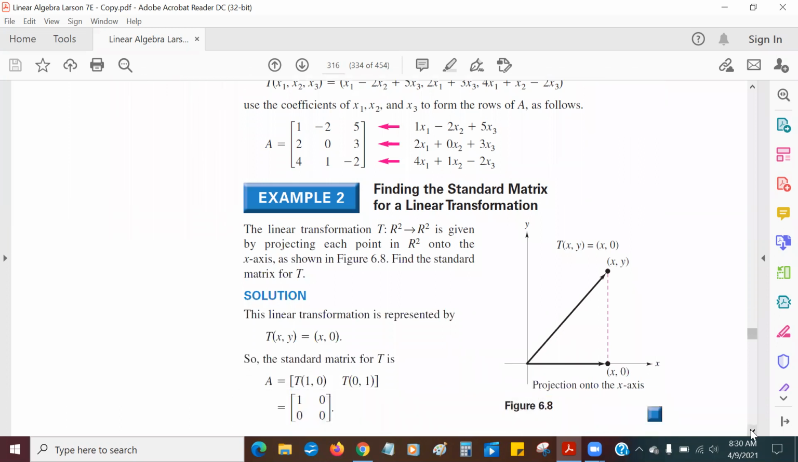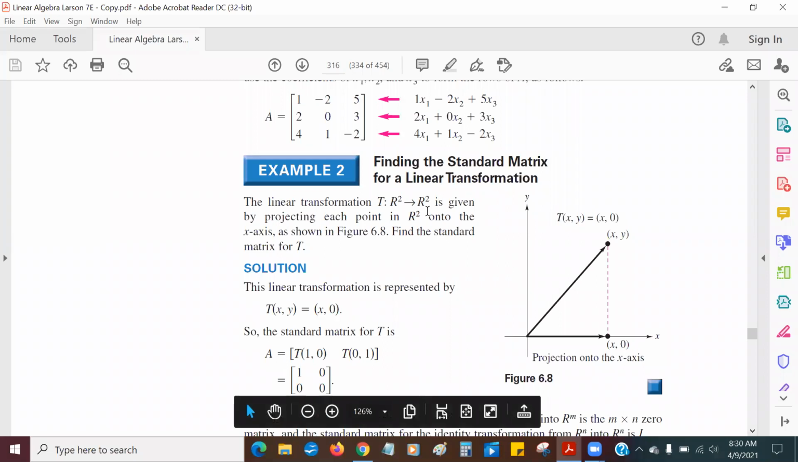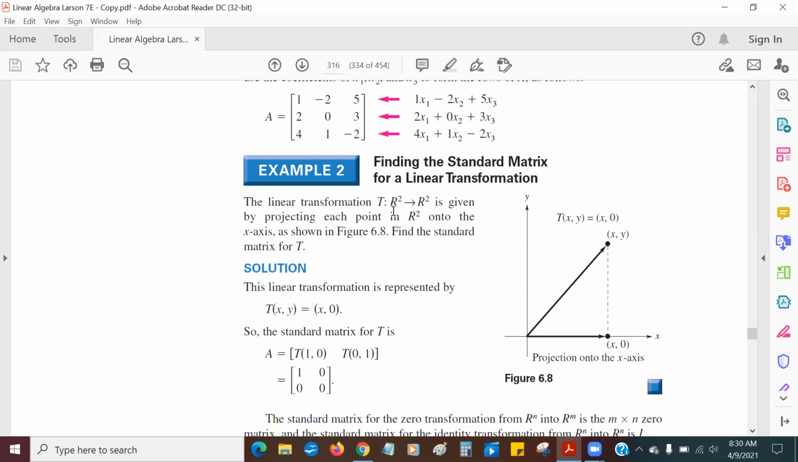So let's find the standard matrix for a linear transformation. I just said it's simple. Well, here I'm not going to give you those numbers. I'm just going to describe the linear transformation. So we have a linear transformation going from R2 to R2, and we're getting it by projecting each point down to the x-axis. So if I have a point (x, y), I'm just projecting it down to the x-axis. But that means (x, y) is really becoming (x, 0). So really, I have T of (x, y) equal to (x, 0).